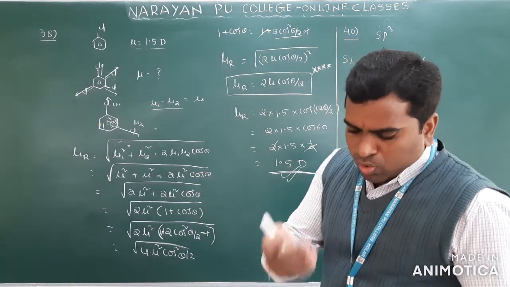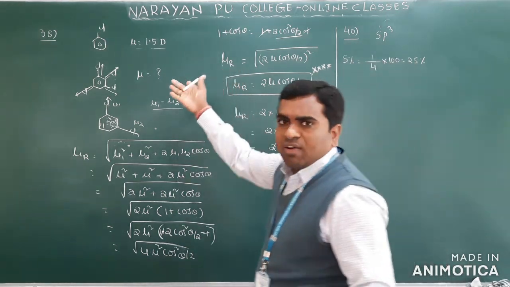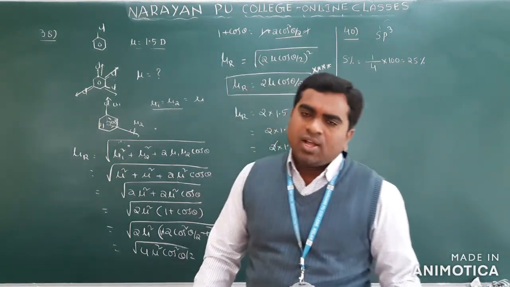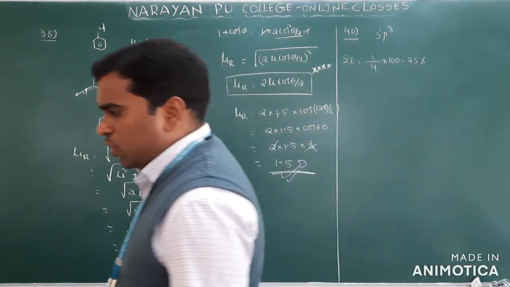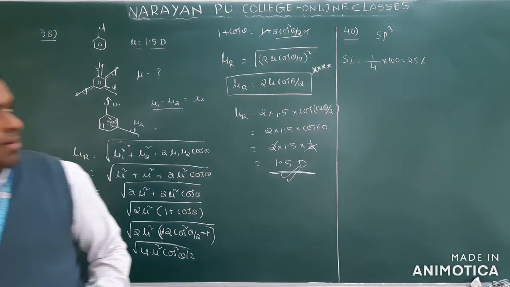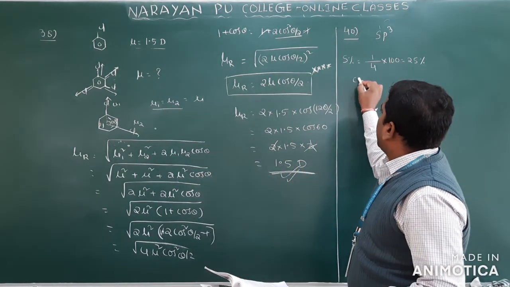Clear? So you know how to calculate the hybridization using our trick. I will do that for 1 or 2 molecules and you do the remaining. Clear? See now, what is that one? I will write CO3 2 minus.